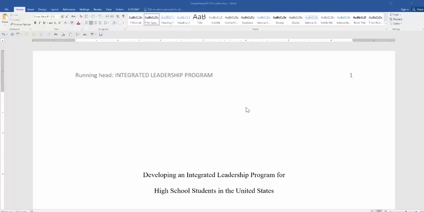Now, double check with your instructor to see how they want your title page to be formatted as far as what components are on it. I've chosen more of a middle route, and we'll go from there. You have the running head up on top. I've got a separate video that shows you how to insert the page number in the running head. We're not going to cover that here.